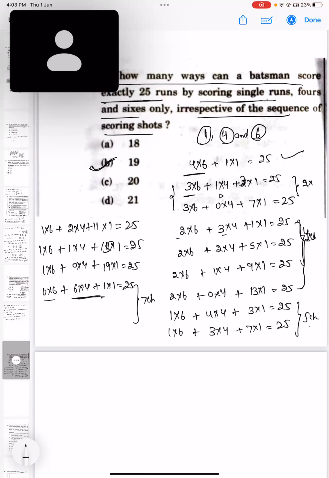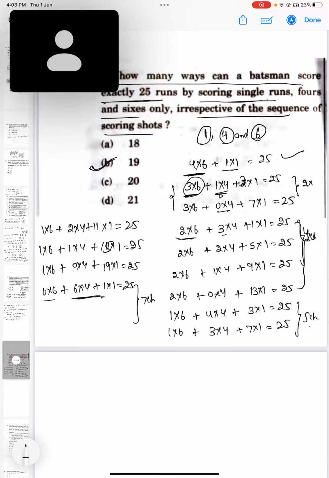Because see, we have arranged a pattern. Initially, we started with 4 sixes. That is the maximum number of sixes he can take in 25 runs. Then only 1 single, 0 fours, 25. Then we started with 3 sixes. If he has already scored 18 with 3 sixes, then he can score at max 1 four, right? So 1 four and 0 fours.